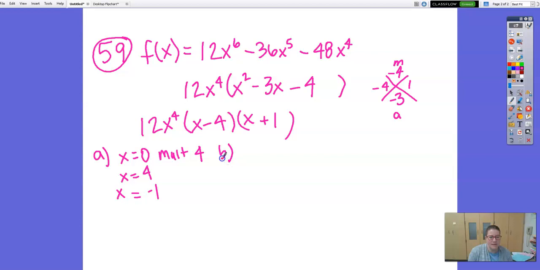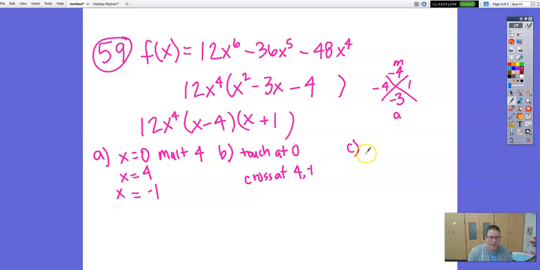Part B asks us to say whether we're touching or crossing at each of these zeros. So because 0 has an even multiplicity of 4, it's going to touch and turn back around when it touches the x-axis. The other two are going to cross. So it's going to touch at 0, and it's going to cross at 4 and negative 1.